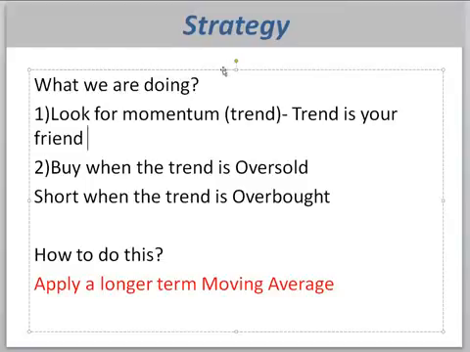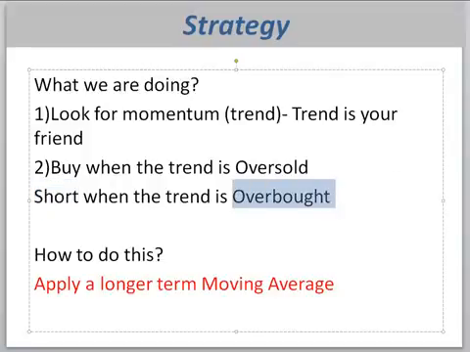So we want to ride the trend, but we're only going to be buying if the trend is going higher. We're only going to be buying when the Bollinger Bands show that things are oversold, and we're only going to be shorting, only going to be selling, when our trend is overbought.